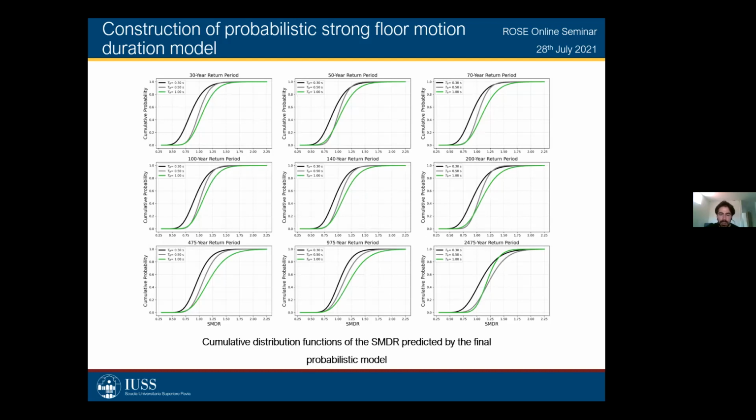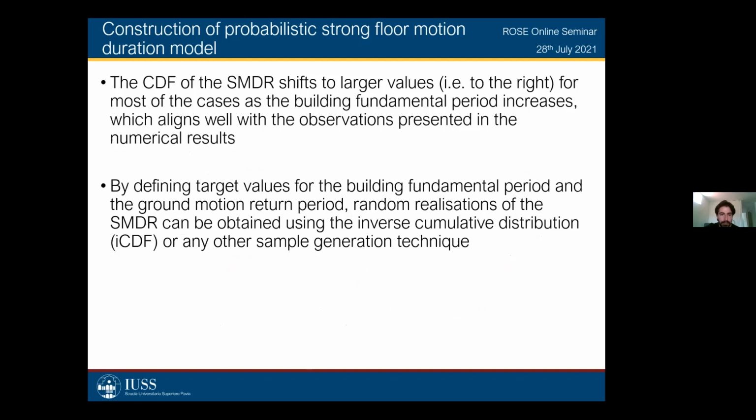An important observation from these CDFs is that, as you can see, the curve shifts to the right as the fundamental period increases, which aligns well with the results presented in the numerical results section, because we saw that the strong floor motion duration increases with the fundamental period. So this is a way to see that the model is capable of capturing this behavior.